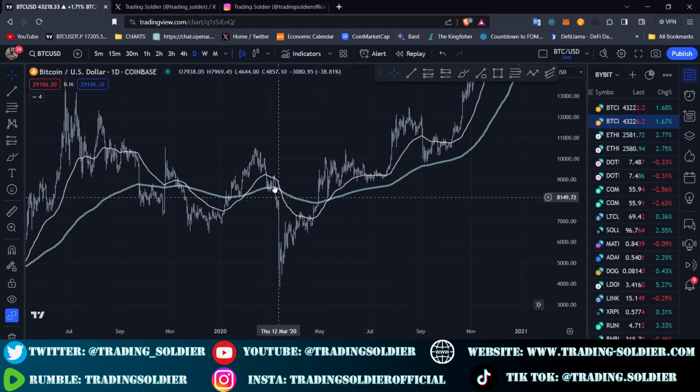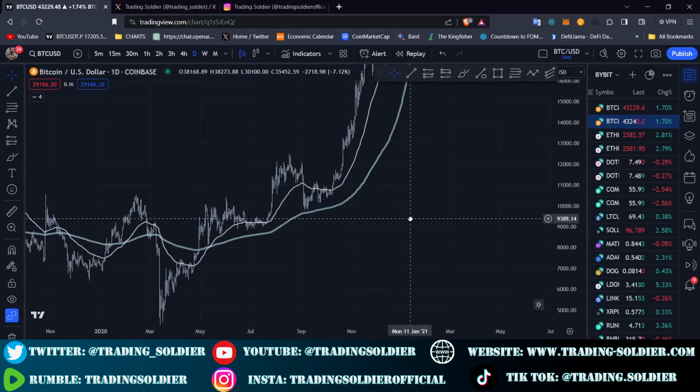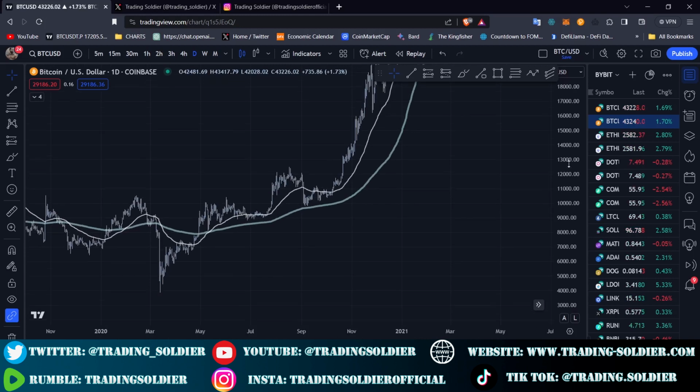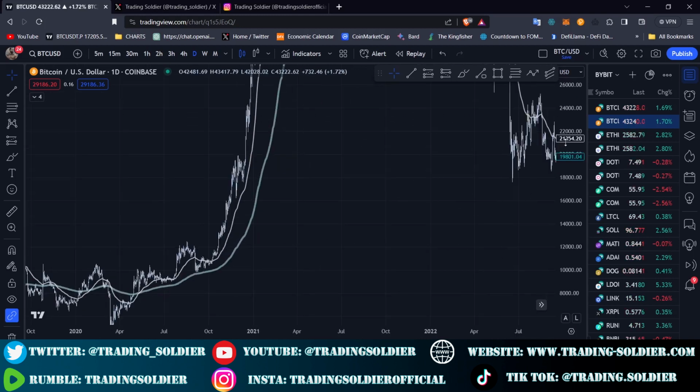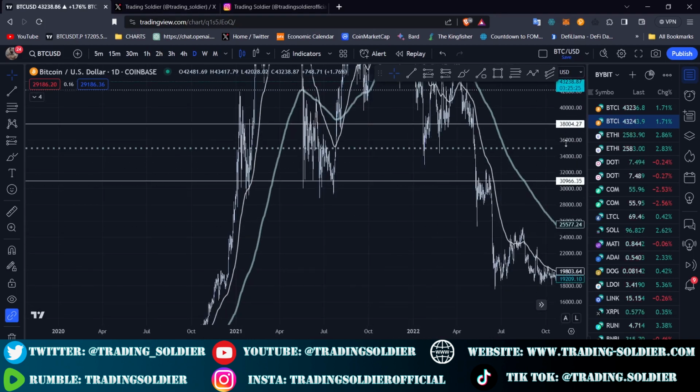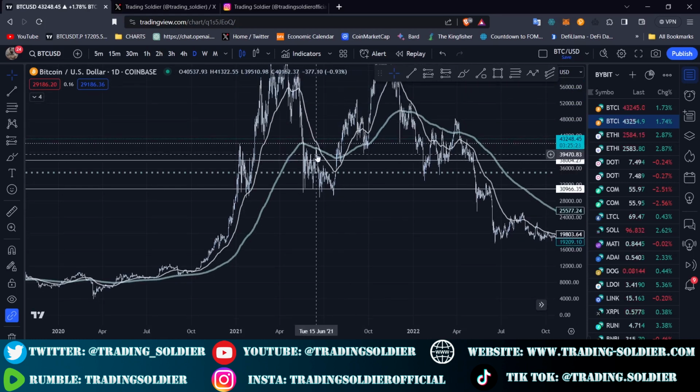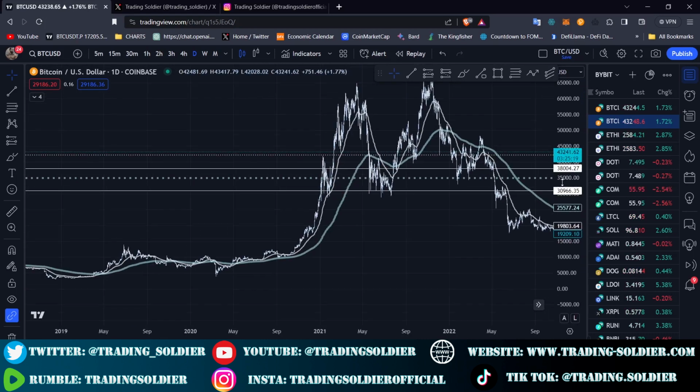But as I said before, we can get false signals. For example, here was a golden cross, then a break to the downside, a dead cross, and then again a massive run up, or bull run to the upside. And as you can see here, we did not get another dead cross till almost 1 year later, okay? So you need to be aware of this.